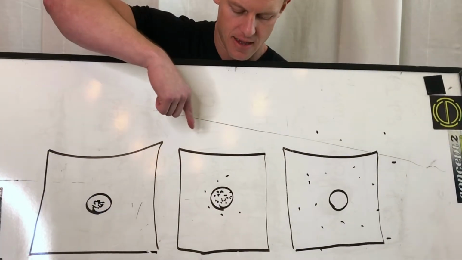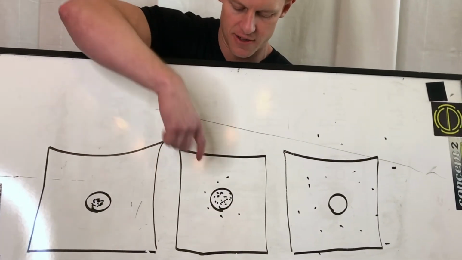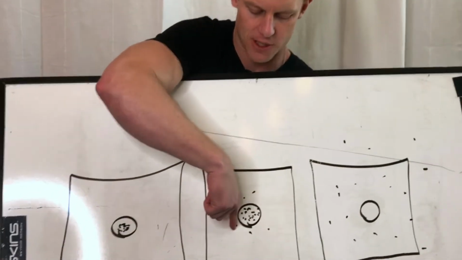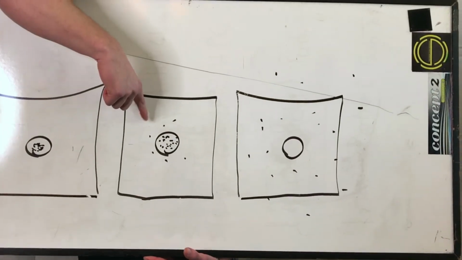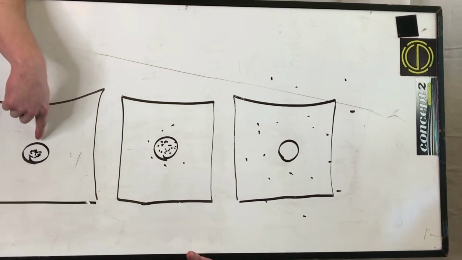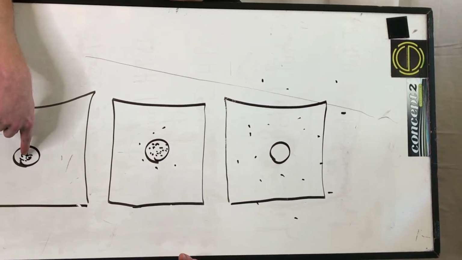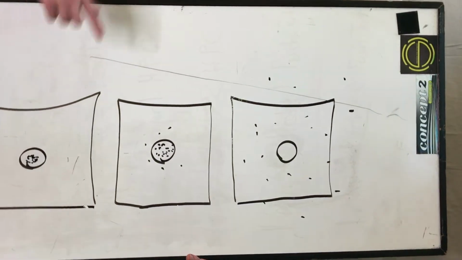Okay? Then we got this one here in the middle. Has a pretty good group. Some of them got away from him. He was going pretty fast, but that's just what happens. Sometimes he had a couple get away. And then we have this one over here. Took his time, aimed down the sights. Every shot is right in the bullseye.